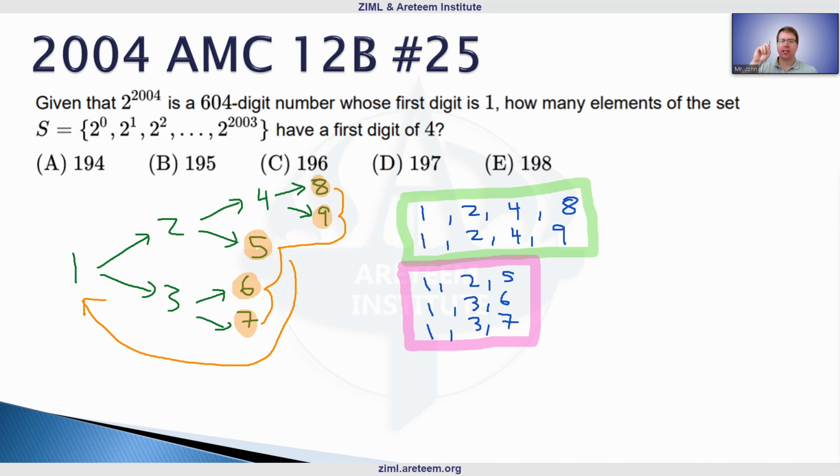Now, there's a couple of key things in the problem that I want to look back on. First of all, let's remind ourselves what the question is asking about. The question is asking how many of these have a first digit of 4. Notice that those 4s only appear in this first set.